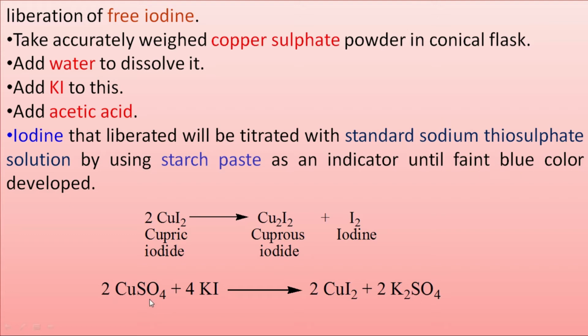So in this reaction, 2 molecules of copper sulphate will react with 4 molecules of potassium iodide, so that 2 molecules of cupric iodide will be formed and 2 molecules of potassium sulphate will be released. Here these 2 molecules of cupric iodide will be decomposed and that will give cuprous iodide as well as iodine. This iodine will be liberated and that will be titrated with standard sodium thiosulfate solution.